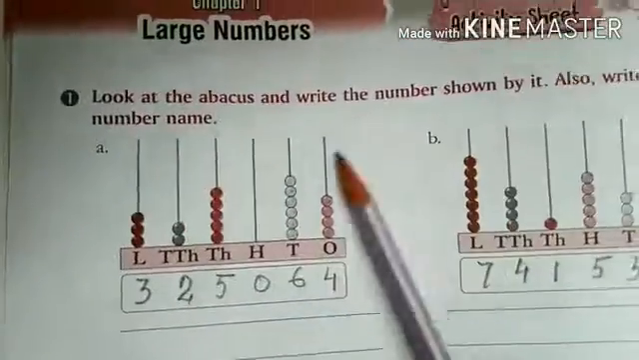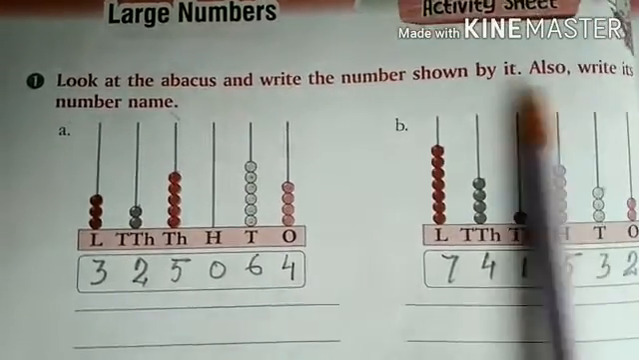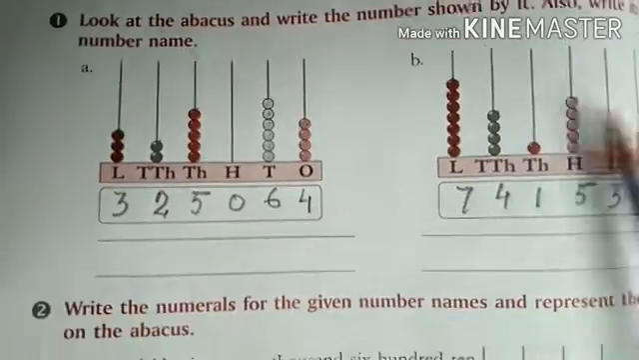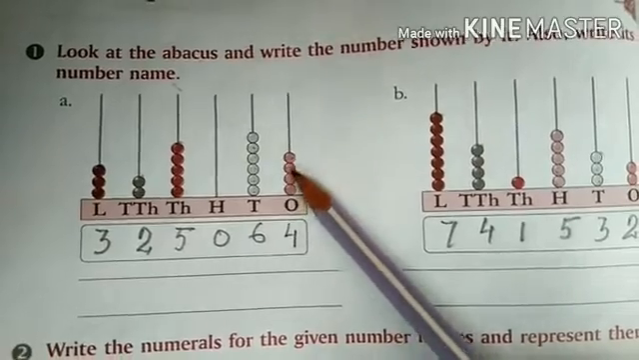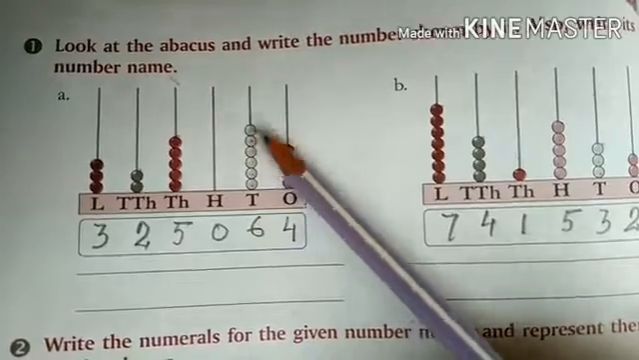Look at the abacus and write the numbers on it. Also write the number names. I have not written the number names here because of insufficient place. I have written the numbers only. We will count the beads and write the numbers here. 1 2 3 4, 4 beads here. I have written 4. Here are 6 beads, so I have written 6.